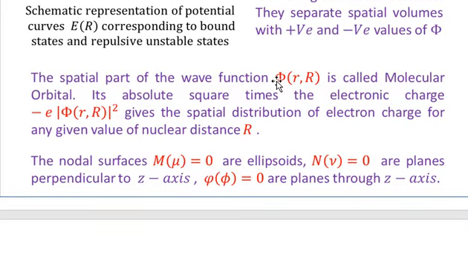The spatial part of the wave function, which is phi of r and capital R, is called molecular orbital. Its absolute square times the electronic charge, that is minus e times the absolute square value of phi, gives the spatial distribution of electron charge for any given value of the nuclear separation R. So if you want to calculate the spatial distribution of electron charge within a molecule at a fixed nuclear separation R, then you need to compute this quantity, which is minus e times the absolute square of phi of r and capital R.